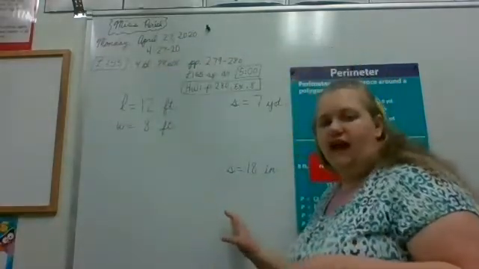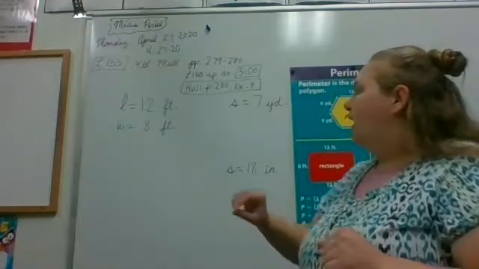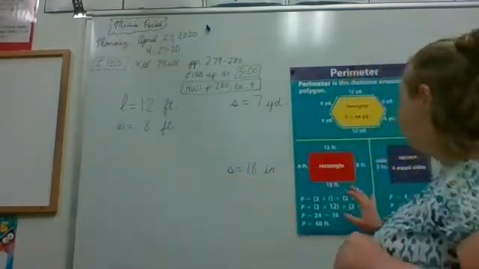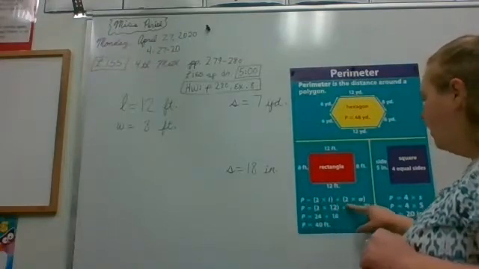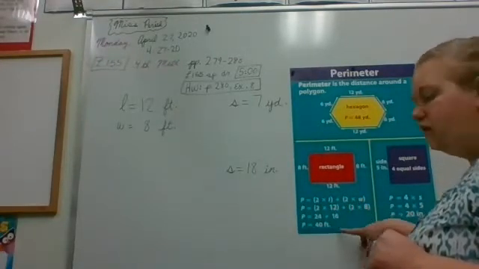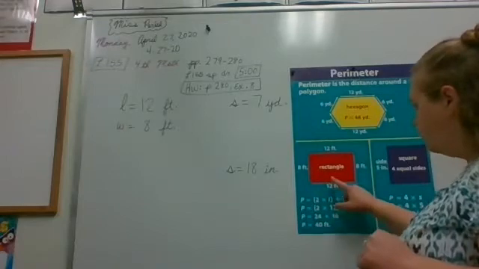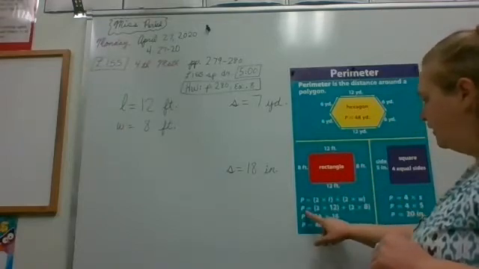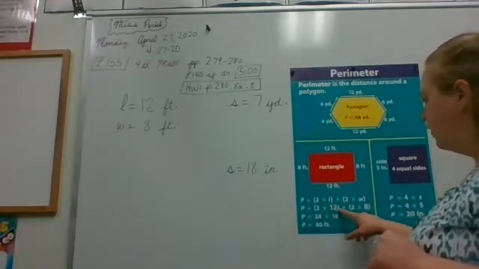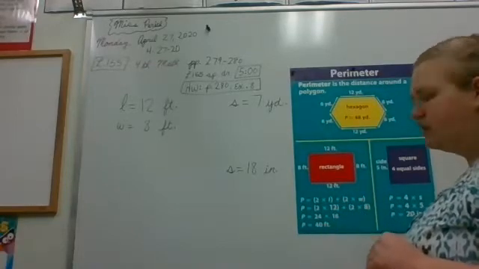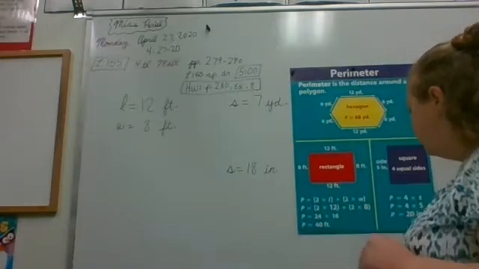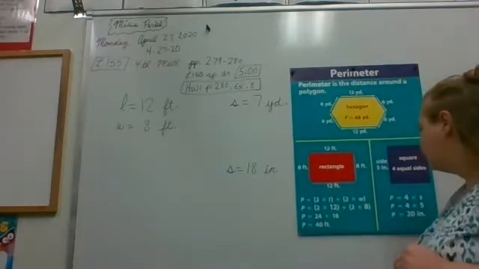So we've looked at perimeter of a rectangle. We used our formula over here: P equals 2 times L plus 2 times W. And on this one, it was 12 and 12 and 8 and 8. So P equals 2 times 12, which is 24, and 2 times 8, which is 16. Add those together, you get 40. And you label it feet, okay?